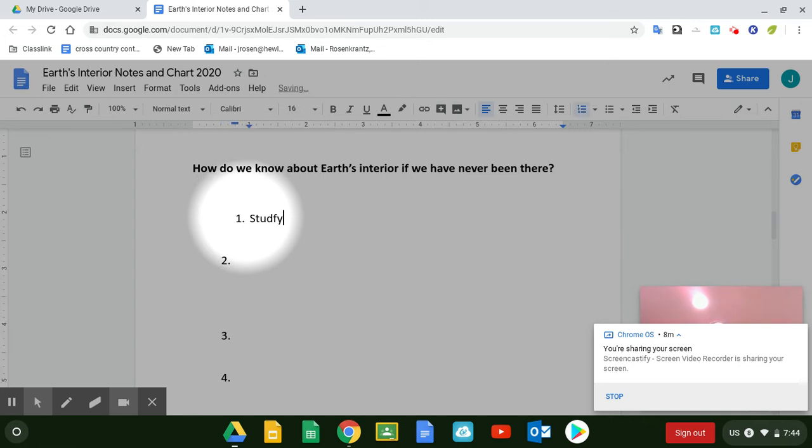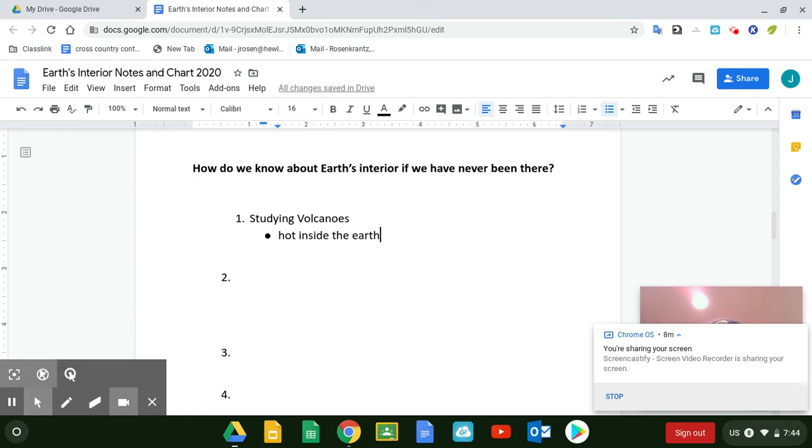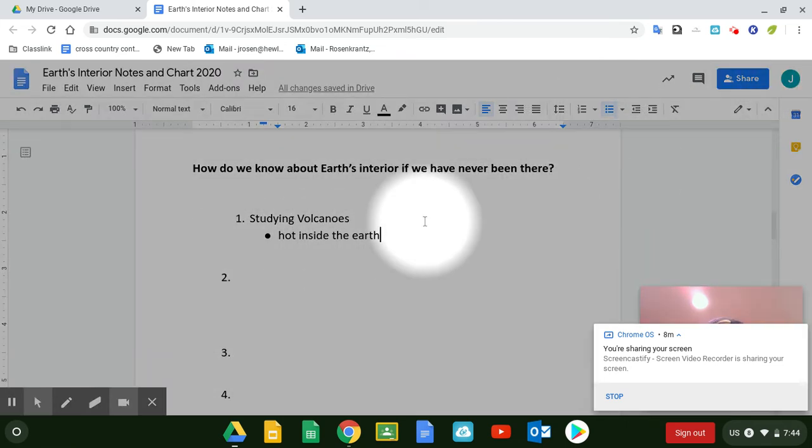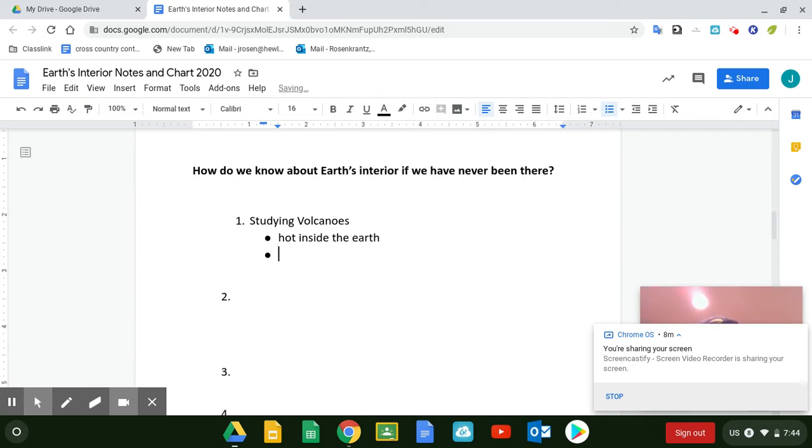So you should fill these out as I'm filling these out on the sheet you have on the attachment. You have this attachment as well. You can always pause the video and bring it up. So studying volcanoes. Studying volcanoes tells us a few things. It tells us, for one, obviously that it's hot, right? That's obvious. Inside the Earth. Let me get rid of this thing. Okay. And what else does it let us know? Okay. Sorry about that. Like I said, I'm learning how to use this.